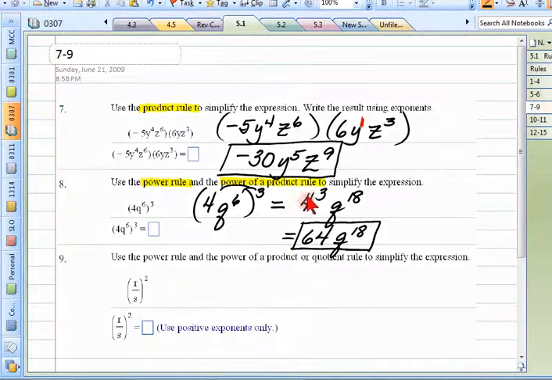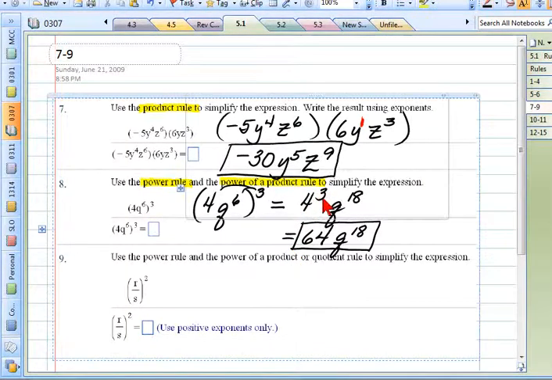So if I have a numerical coefficient raised to a power, unless it tells me to leave it with exponents, I multiply it out.